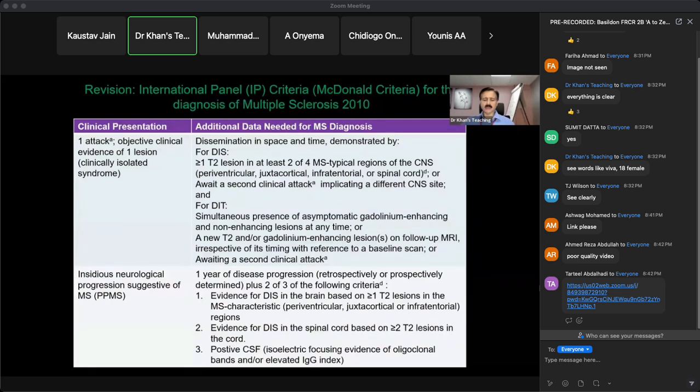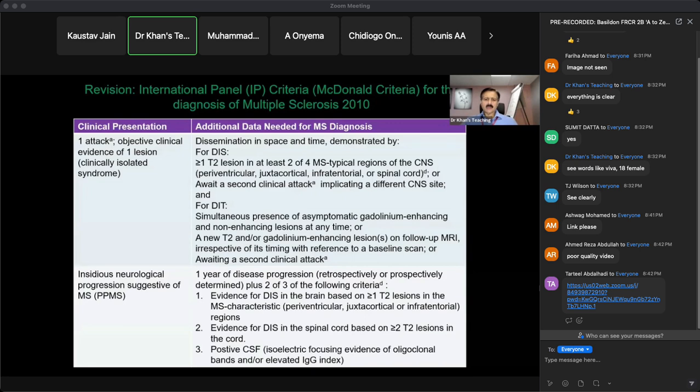Classically in neurology, if a patient presents to you with neurological symptoms, you cannot diagnose that the patient has multiple sclerosis. Time tells us. You send the patient back home. If the patient presents back after 6 months, 1 year, 10 years, then you say, okay, now this is the second phase, so I will label it as MS.